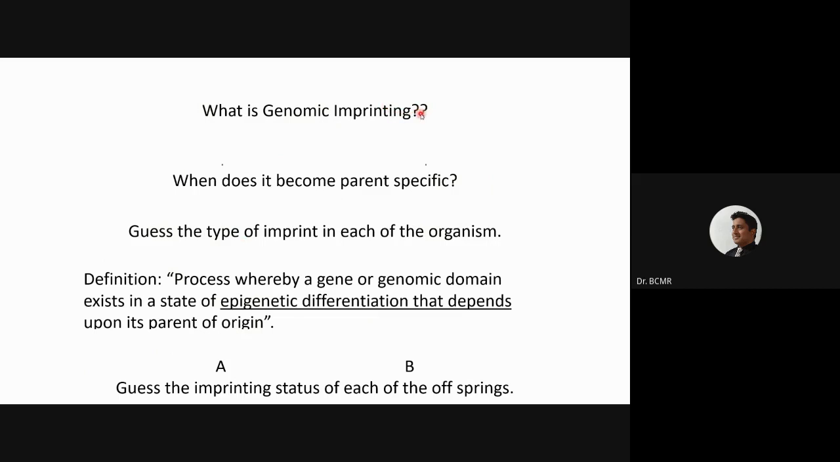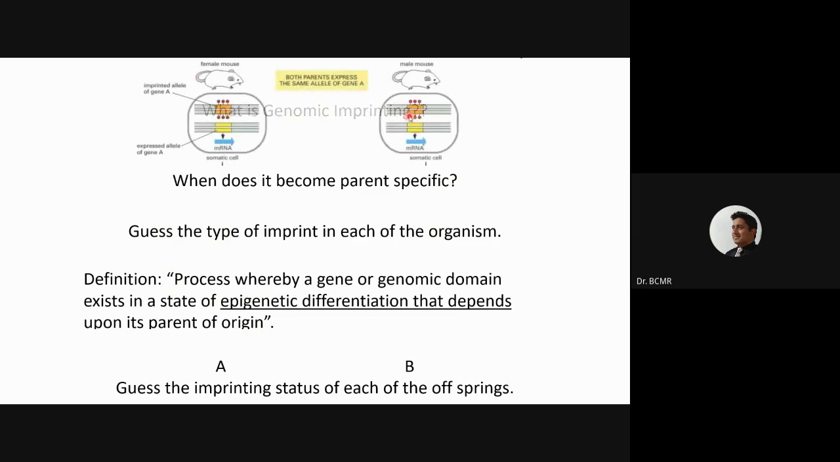The first one is, what is genomic imprinting? Genomic imprinting is an epigenetic modification, and the epigenetic modification is determined by the sex of the parent. That is, some alleles are expressed from maternal alleles, and some alleles are only expressed from paternal alleles.